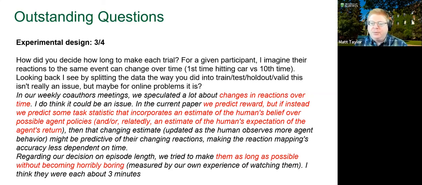So if you were looking at the human's belief over possible agent policies, or thinking about the human's understanding of the agent's return, then these are much longer term predictions. So if you're trying to understand, is the human's face related to what I just did, this one action, or is the human's face related to whether they think I'm going to make or lose money? And make or lose money could be this long-term prediction. At the end of 3 minutes, do I think I'm going to have a positive or negative balance? So that could be quite different.